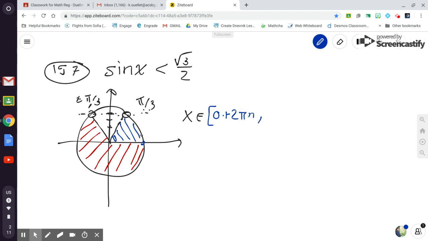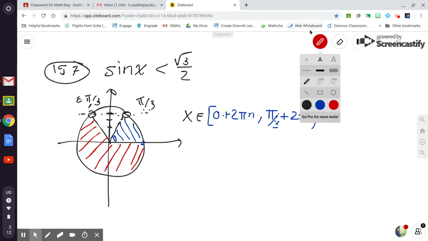Okay, so this here works. It works until pi over 3. Pi over 3 itself is not included because it's a strict inequality. So, oh wow, this is not writing super well. Pi over 3, and again plus 2 pi n. Excluded. And then we have to go ahead and look at what's going on with the red area.